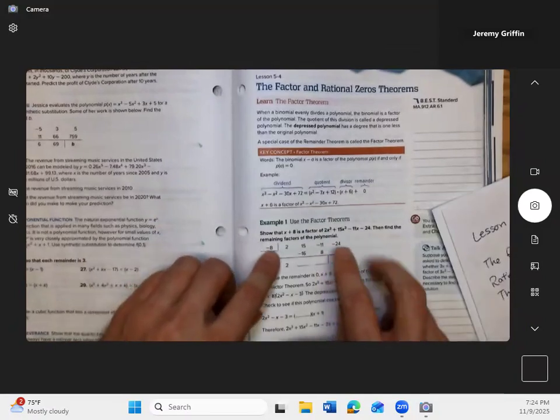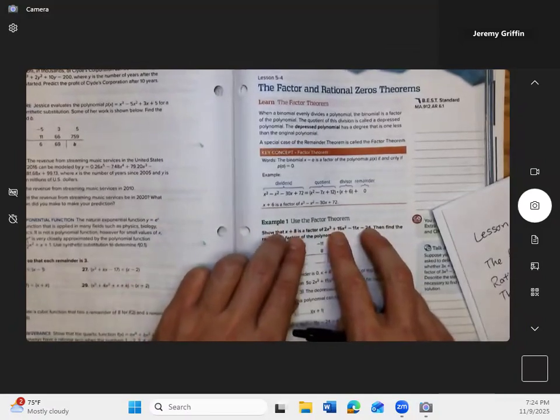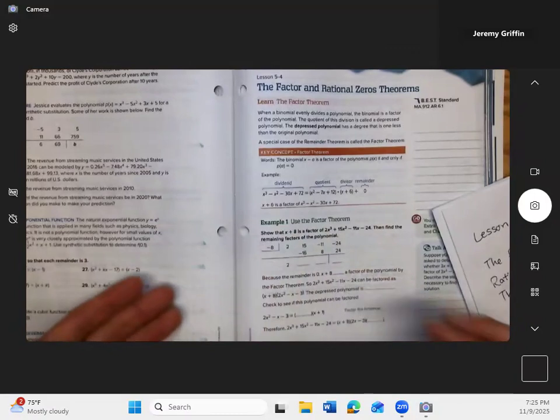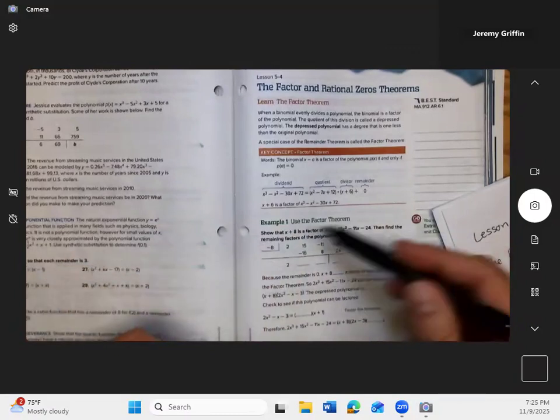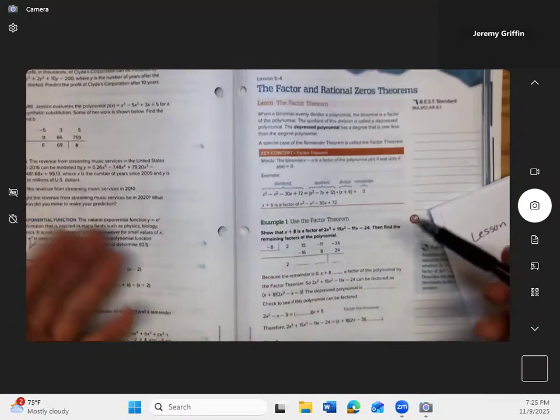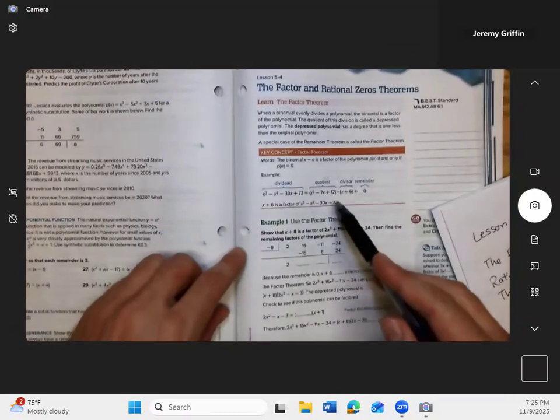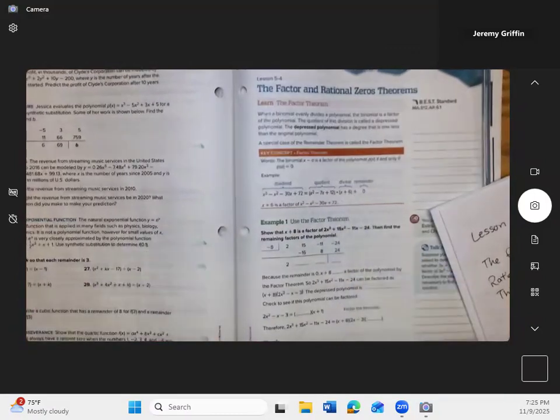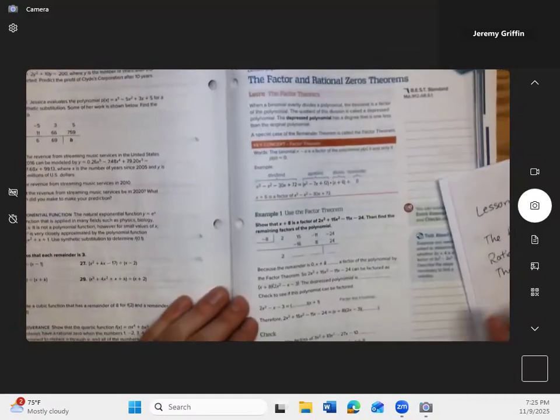Factor theorem says if you divide one polynomial, say by this binomial, and you get a remainder of zero, well, a remainder of zero means that these two divided perfectly. So whatever this divisor is, it is an exact factor of the original dividend. Yeah, right. So I can tell you that.